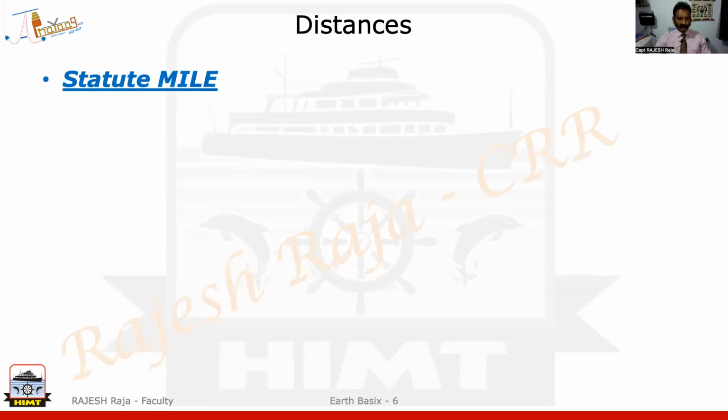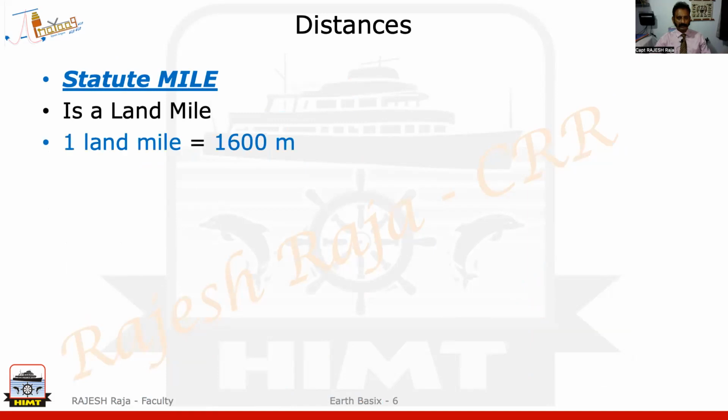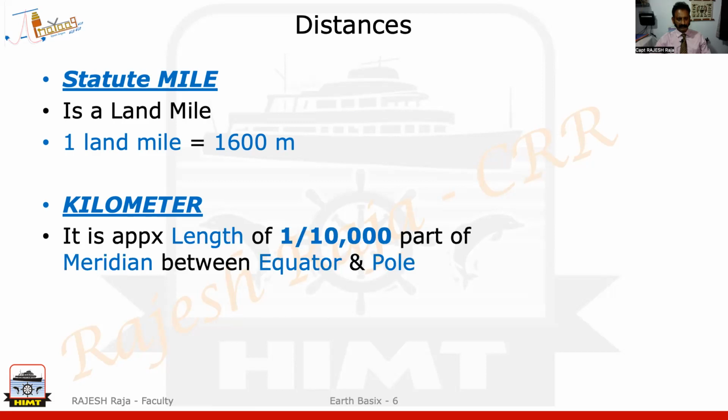Two more definitions of distance are not very important, but it's worth knowing. The statute mile is nothing but a land mile. If you remember, in athletics, one land mile is 1,600 meters. It is not 1,852, it is 1,600. Then the last one is the kilometer. I'll try to explain the kilometer by a diagram. It is basically 1 by 10,000 of the total distance measured from the equator to the pole along a meridian.